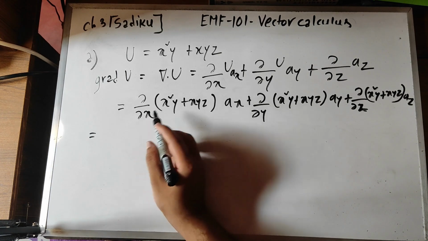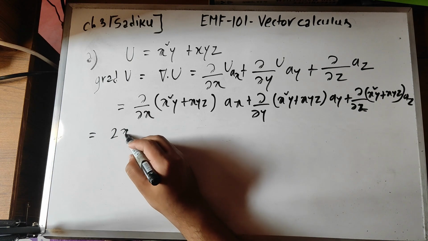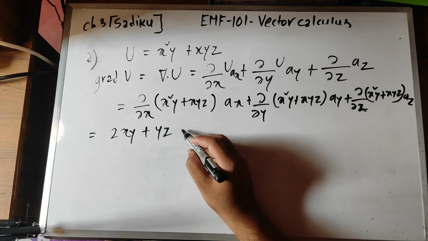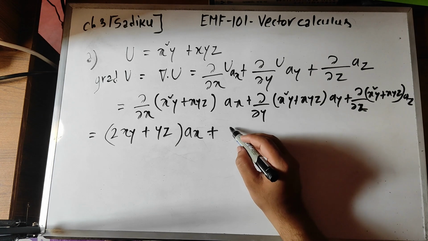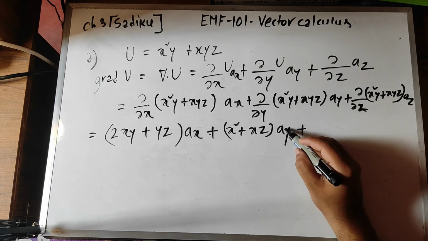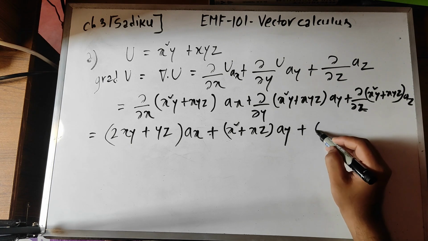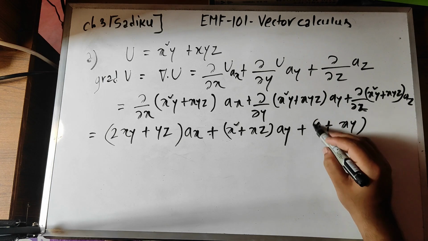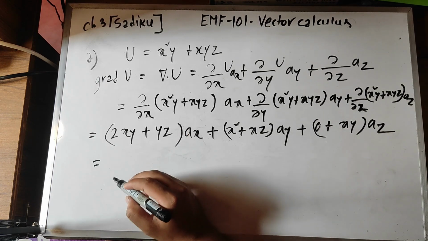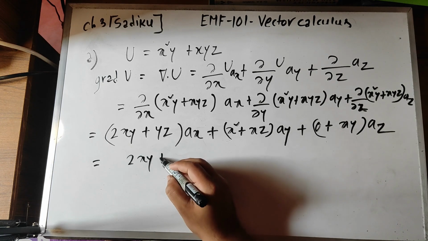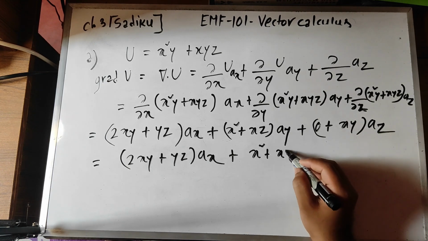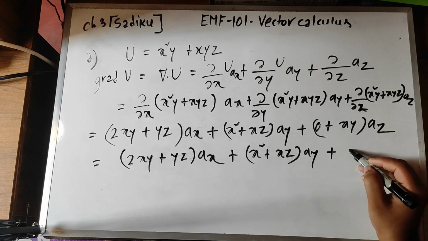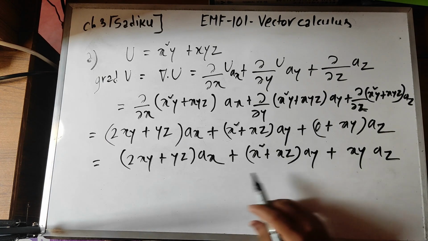This will give us partial differentiation with respect to x, so 2xy plus yz in the direction ax, plus partial differentiation with respect to y, x square plus xz in the direction ay, plus, this will be 0 plus xy in the direction az. So this is the gradient.